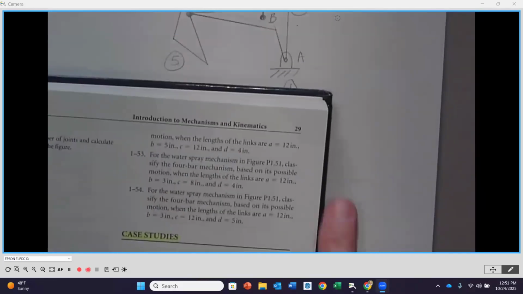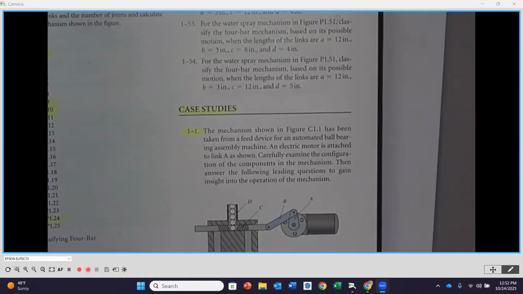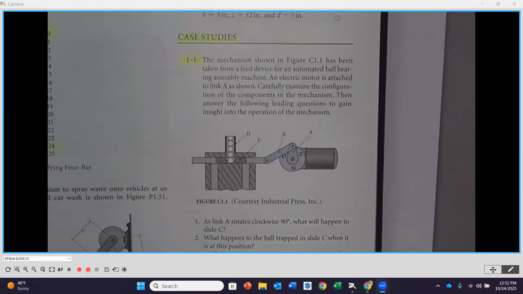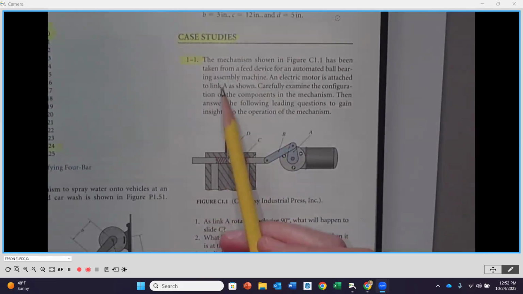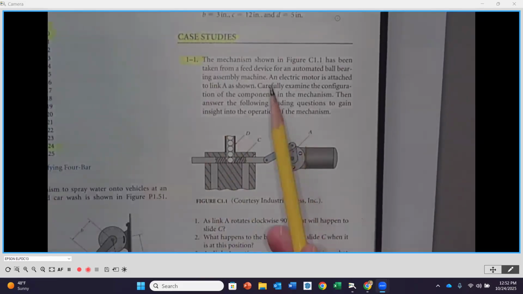Okay. Now, on page 29, this is the tail end of the problem section for chapter 1. We have a couple of case studies. The first one here, 1-1, has a little explanation. There's a diagram down here. This is a mechanism that is going to be the feed device for filling ball bearings into a bearing. And they're giving you a cross section here.